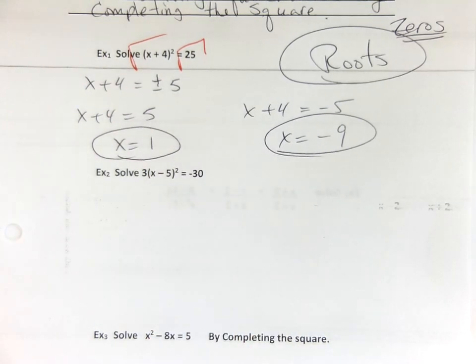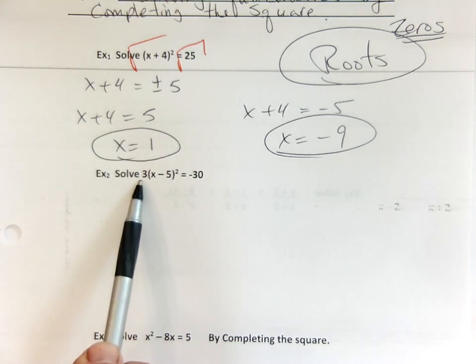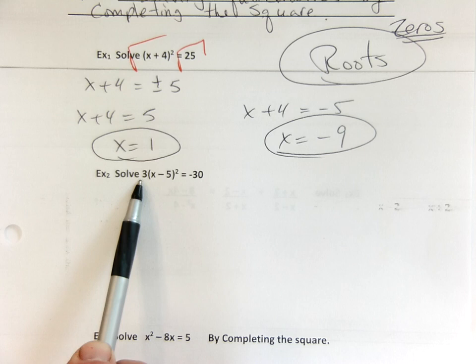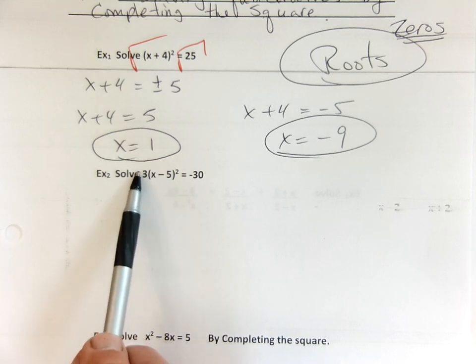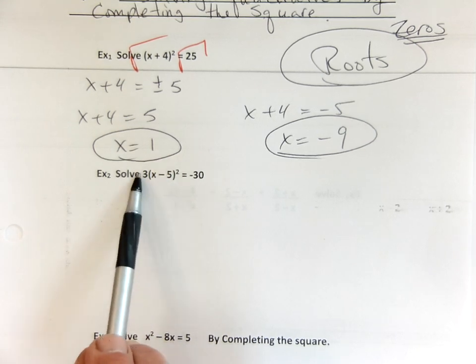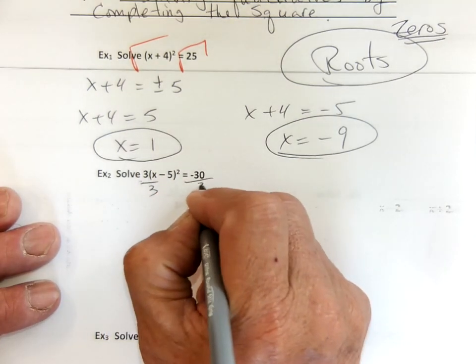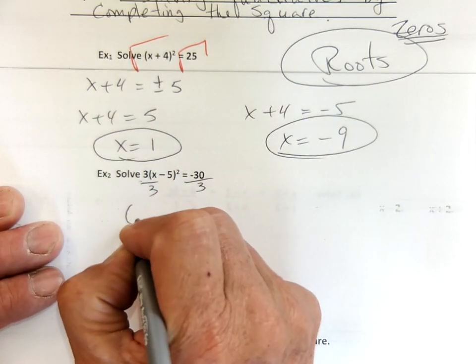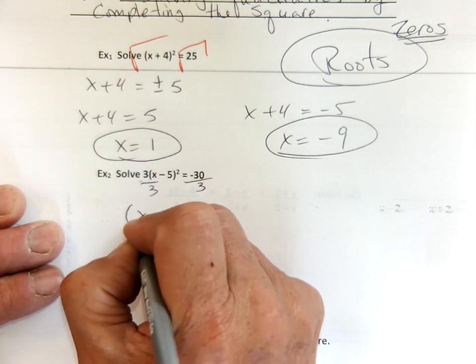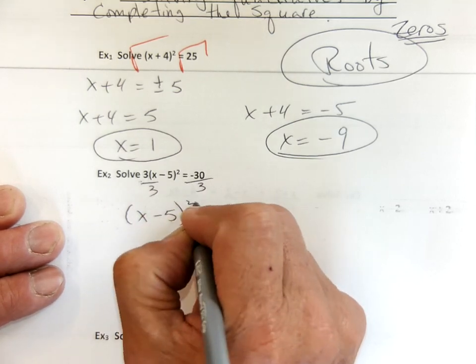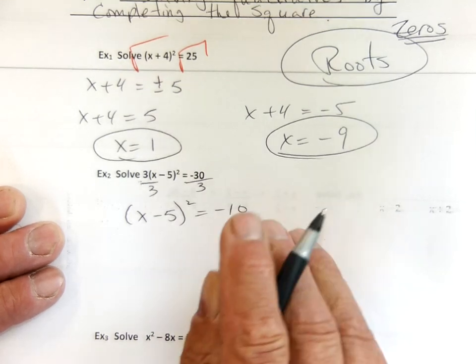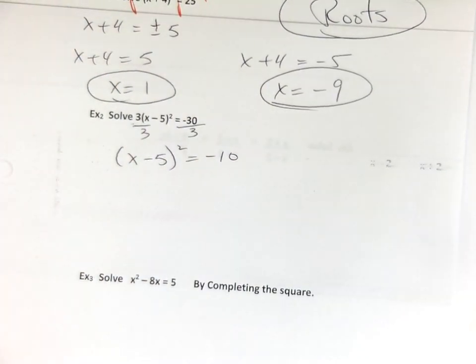Number 2. I like number 2 also because it's set up in a nice little form, but probably better to divide by 3 first, right? Divide by 3 first. Don't try it the other way. Don't do that. Divide by 3. I'll have the quantity x minus 5 squared equals negative 10. Probably going to have some i answers coming up, but that's okay. It doesn't bother me.